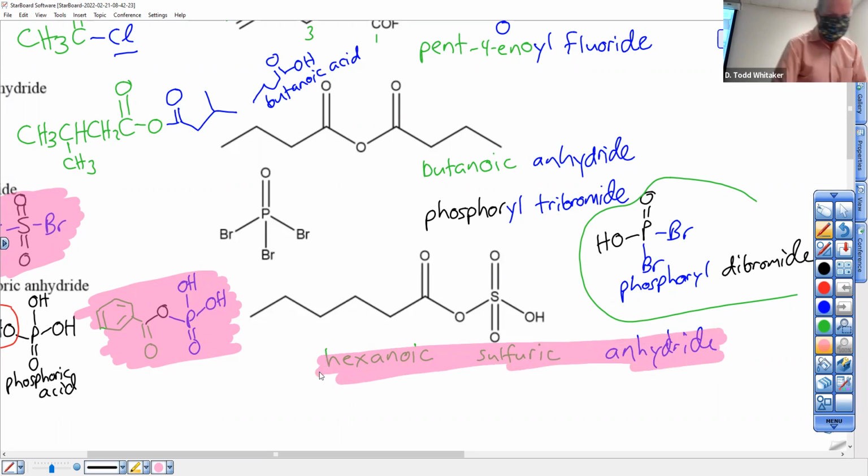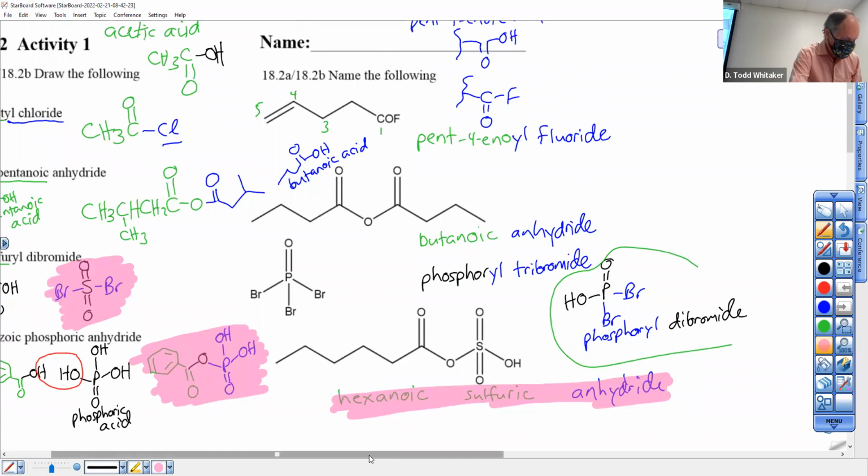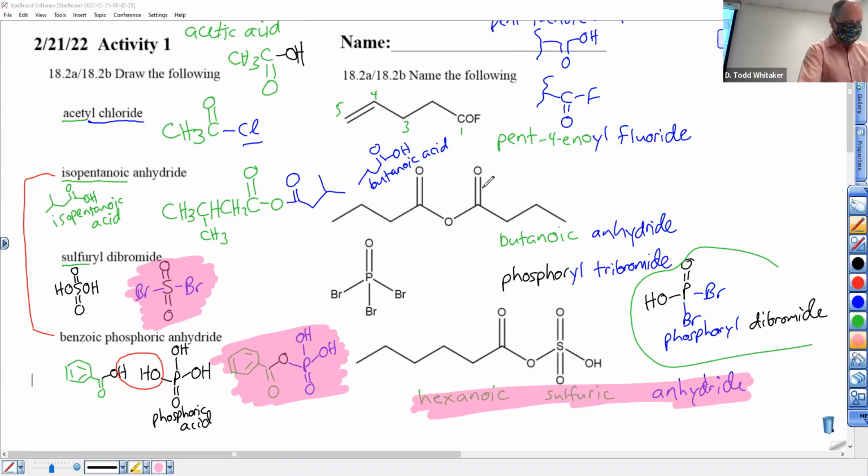And that's acid halides and acid anhydrides in a nutshell. And there we have it. Okay. We're going to move on to esters in our next video, and amides.